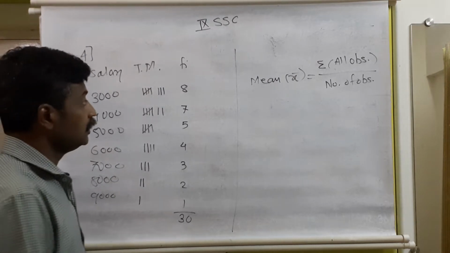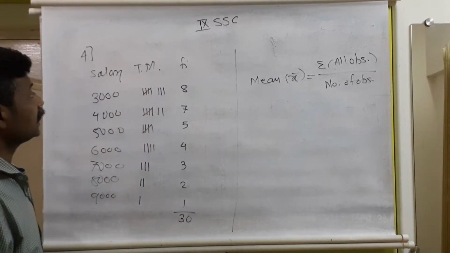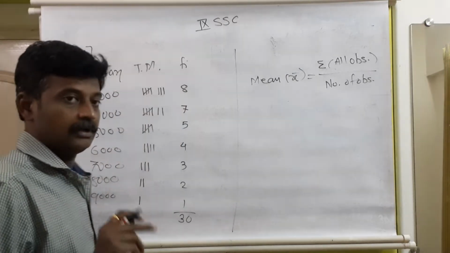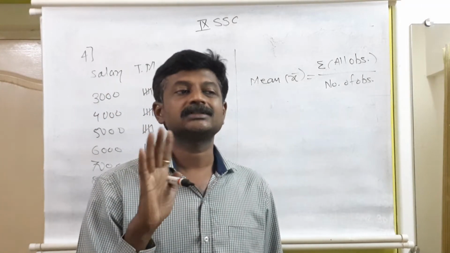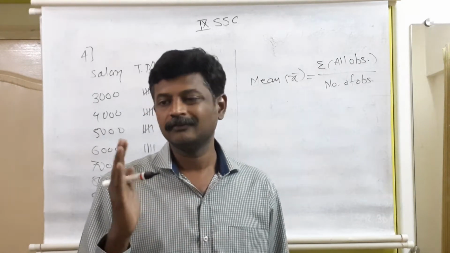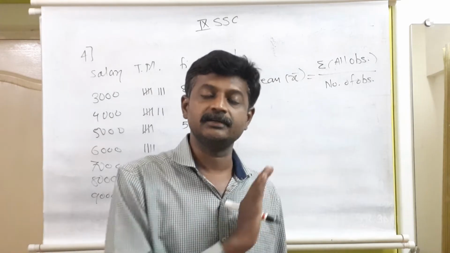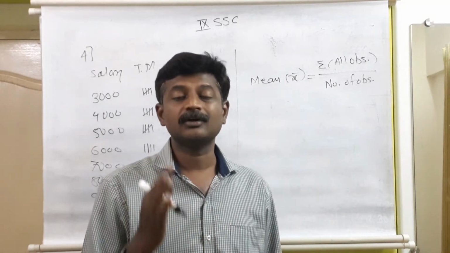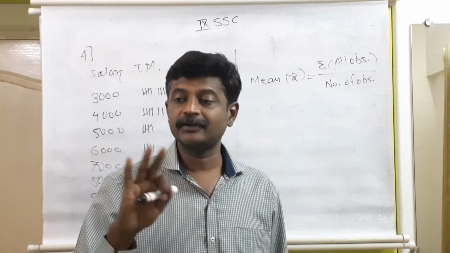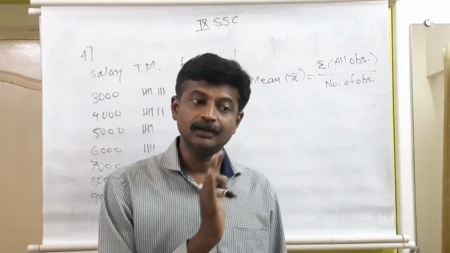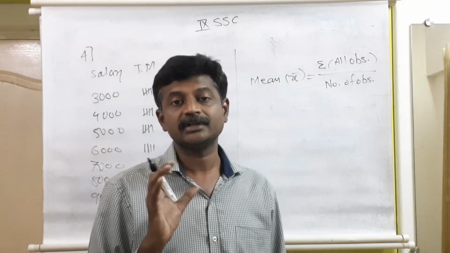Now to get this total, we can take help of this. See, 3000 occurs 8 times. Suppose 4 occurs 5 times, what will be the total? 4 plus 4 plus 4 plus 4 plus 4. Instead of that, 5 fours are 20, we can get it directly. 7 occurs 3 times: 7 plus 7 plus 7, 21. Instead of that, 7 into 3, 21.